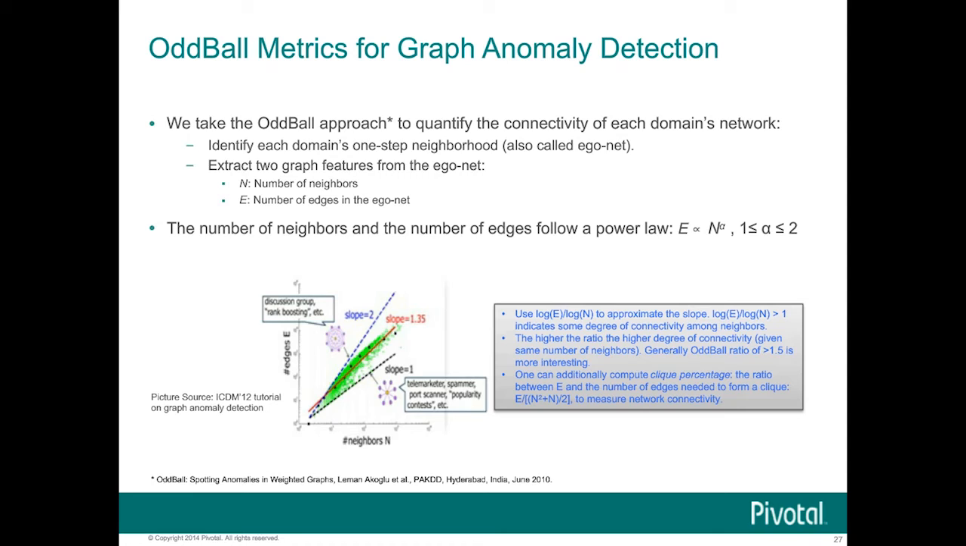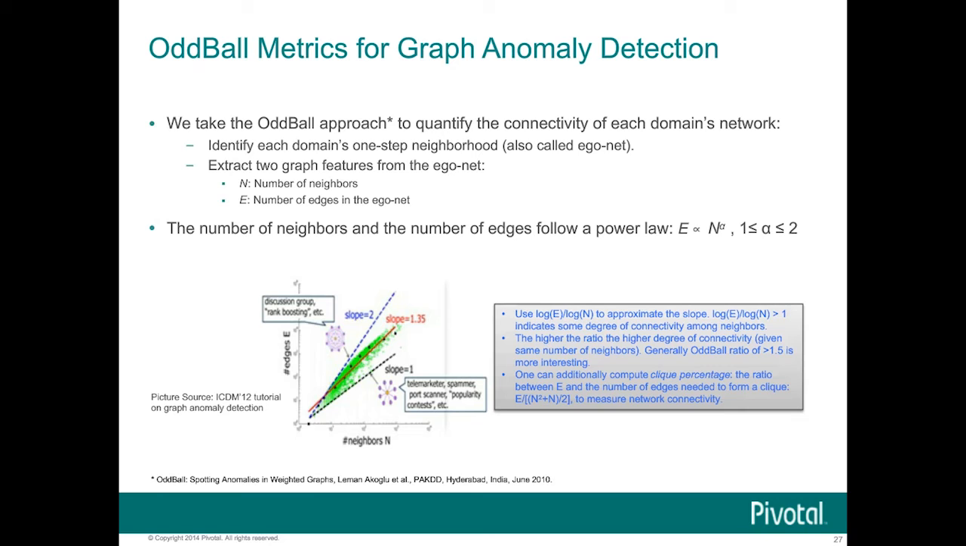In order to find the OddBall metric for a domain, we identify each domain's one-step neighborhood. This is also called the EgoNet, that means the first neighbors of each domain. Once we have the EgoNet, we extract two graph features from it: N, the number of neighbors, and E, the number of edges in the EgoNet. The number of neighbors and the edges follow a power law. That is, E is proportional to N to the power alpha, where alpha generally lies between 1 and 2.